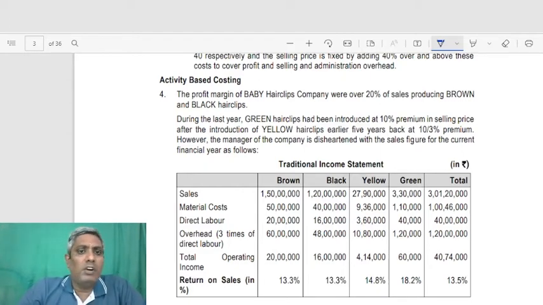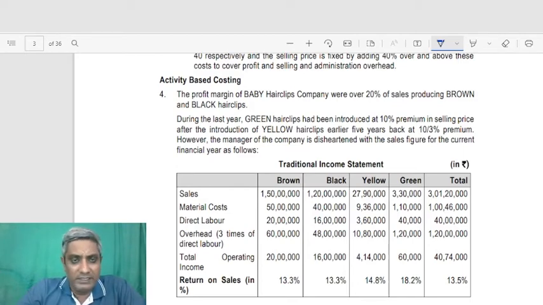The profit margin of baby hair clips company was over 20% on sales, producing brown and black hair clips. During the last year, green has been introduced at 10% premium in selling price, after the introduction of yellow hair clips 5 years back at a 10/3% premium. However, the manager of the company is disheartened with the sales figures for the current financial year as follows. So, the traditional income statement is given in the question. There are 4 products: brown, black, yellow and green. Green is the newly introduced one.